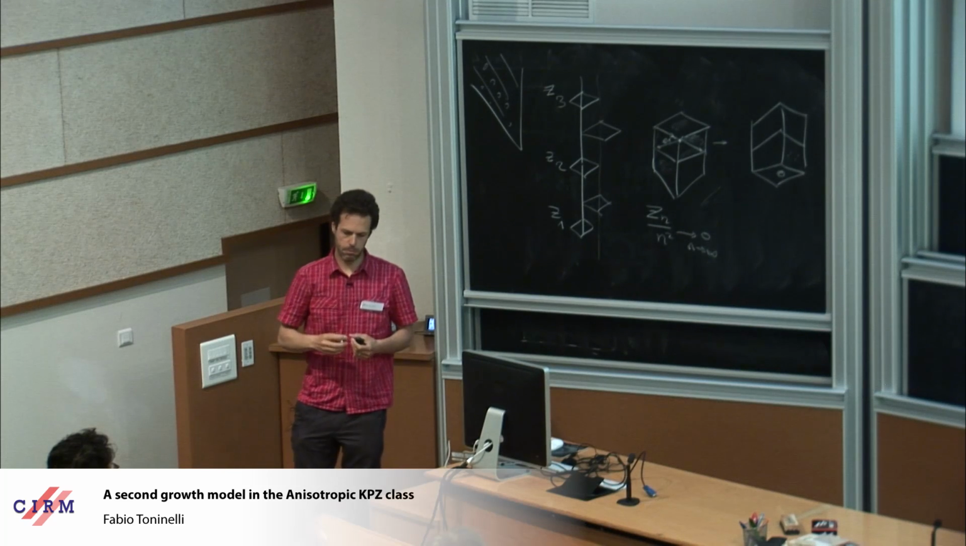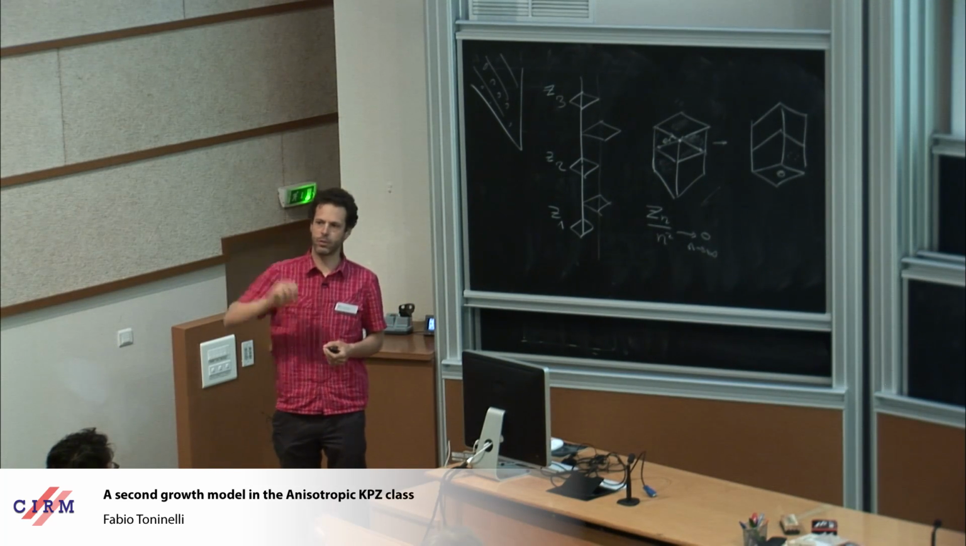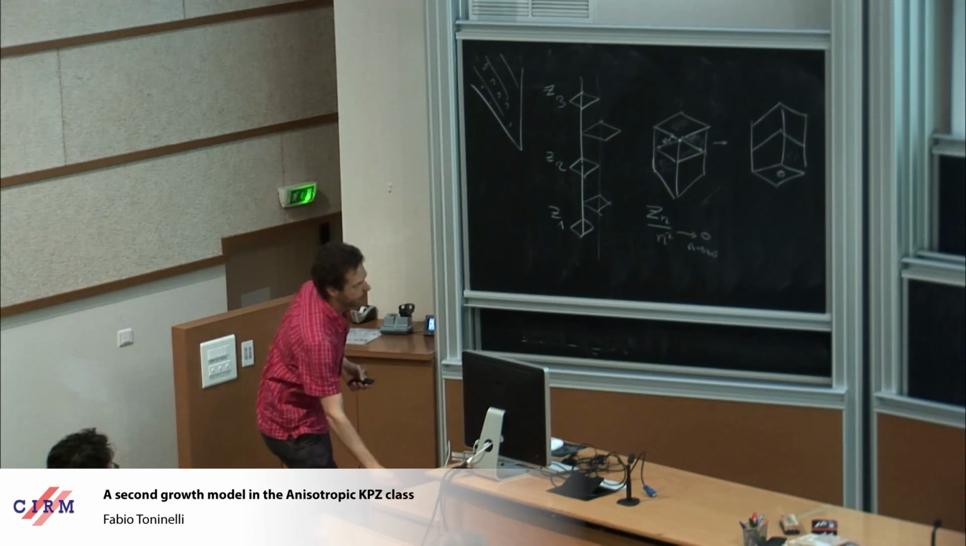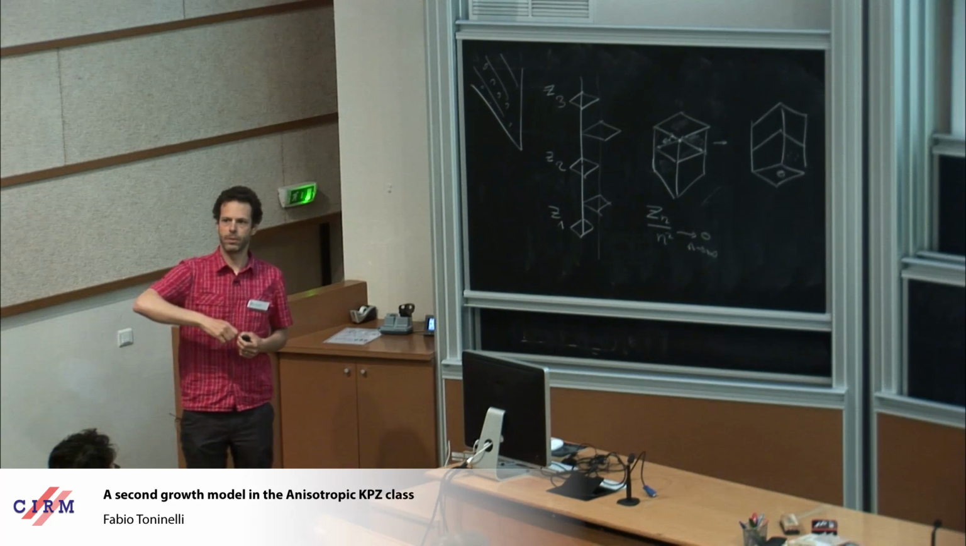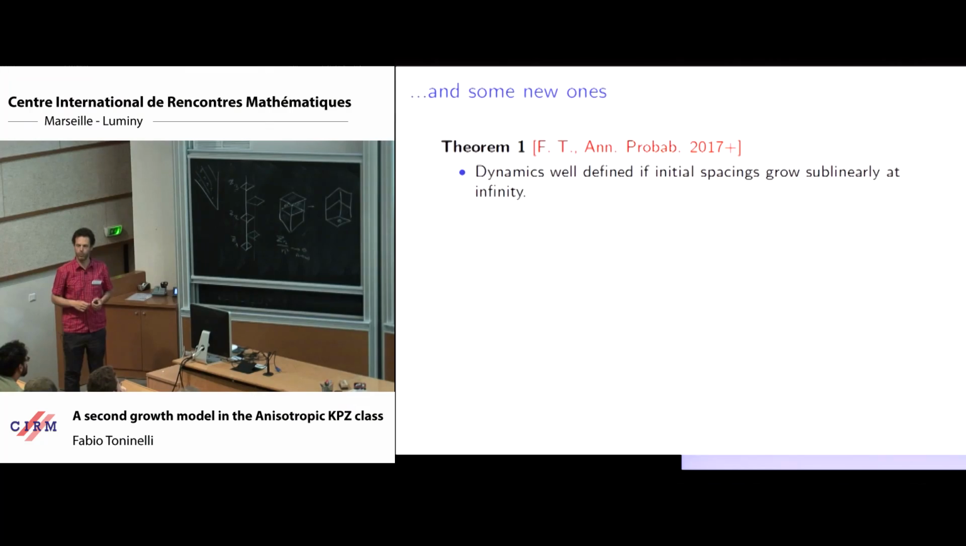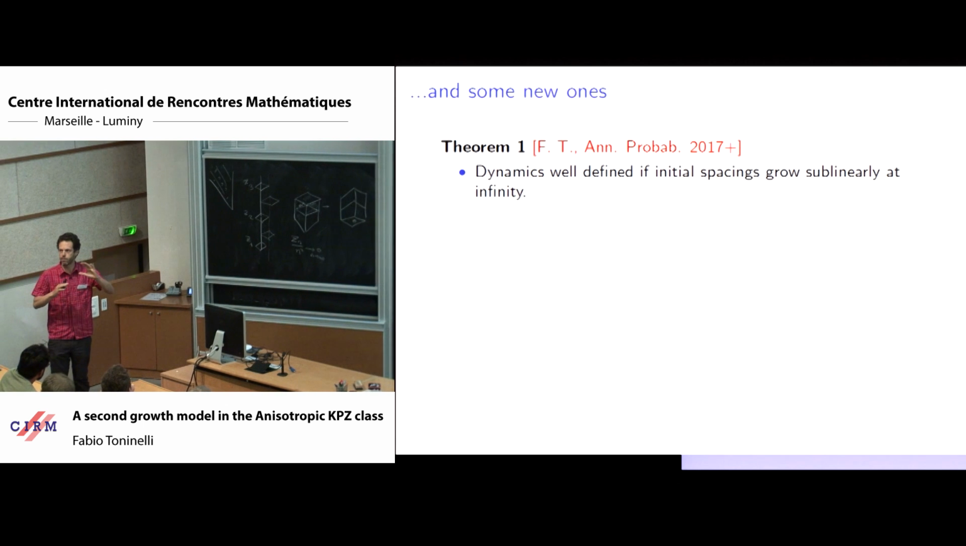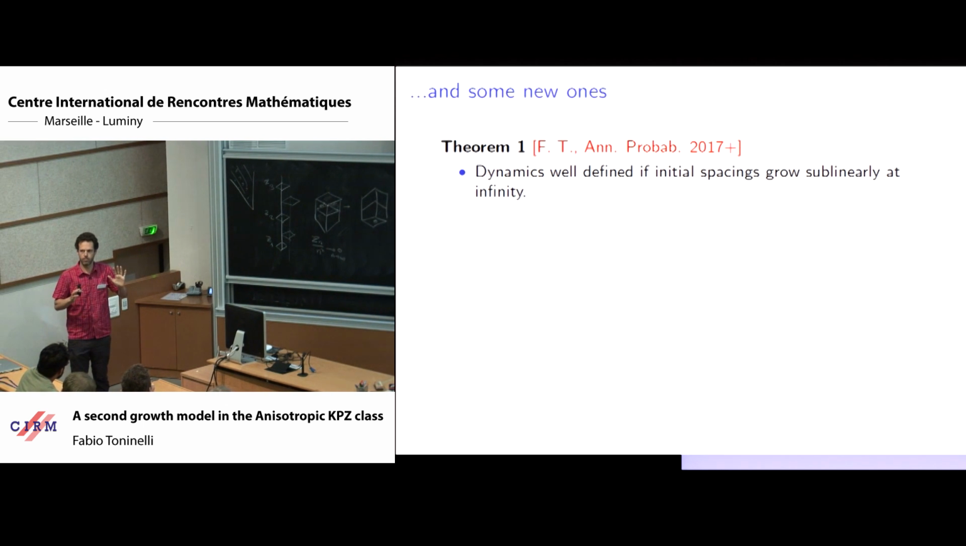then, more or less, if the spacing between particles grows less than linearly, no particle jumps to infinity at infinite time. For instance, if you start from a configuration where all particle spacings are bounded, then it's fine. Is it clear?